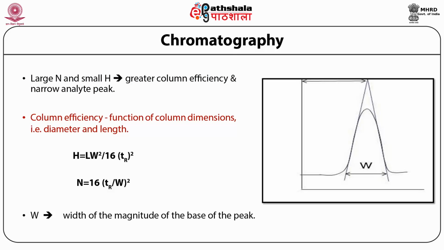Therefore, plate height and plate number, H and N, can be expressed numerically as H is equal to LW squared divided by 16 TR squared. L is the length of the column, W is the width of the peak, and TR is retention time. This formula can be rearranged for N: N is equal to 16 TR squared divided by W squared. Again TR is retention time and W is the width of the base of a peak.